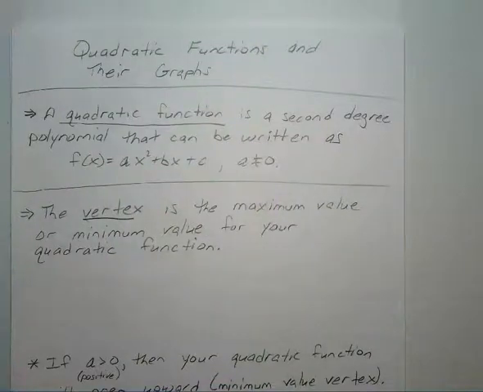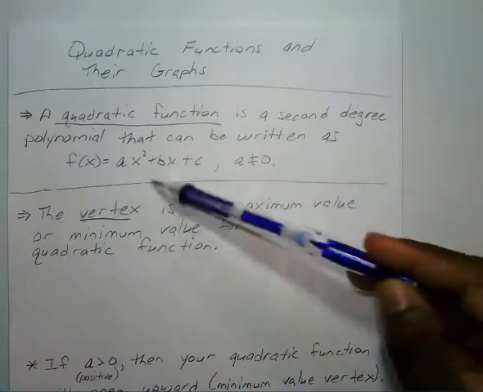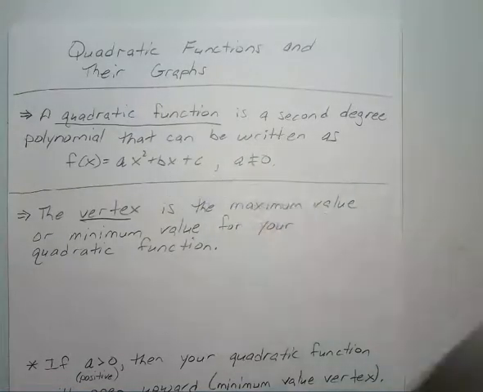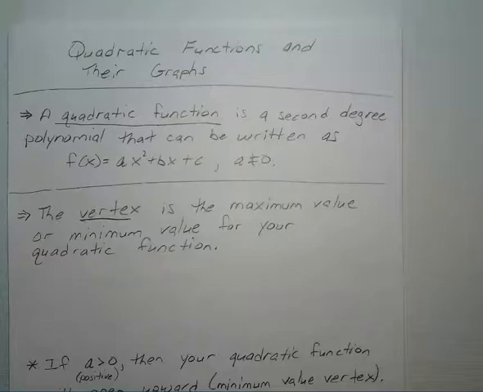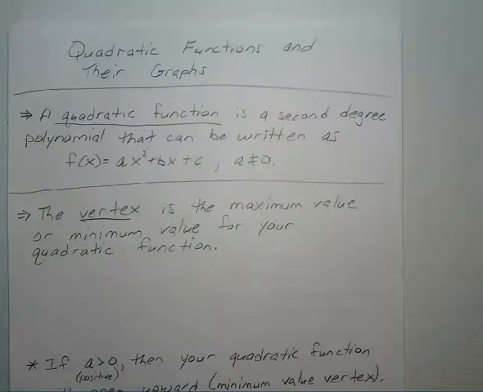Hello everyone. In this video we will be looking at quadratic functions and their graphs. The definition of a quadratic function is a second degree polynomial that can be written as ax squared plus bx plus c equals 0. So you could have f of x equals 2x squared plus 7x plus 5. As long as that first a value doesn't equal 0, you have a quadratic function.